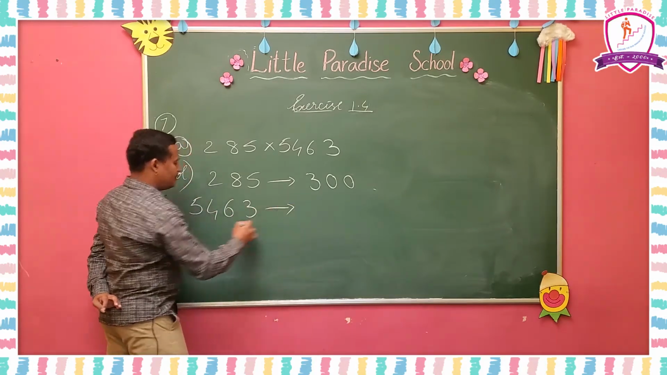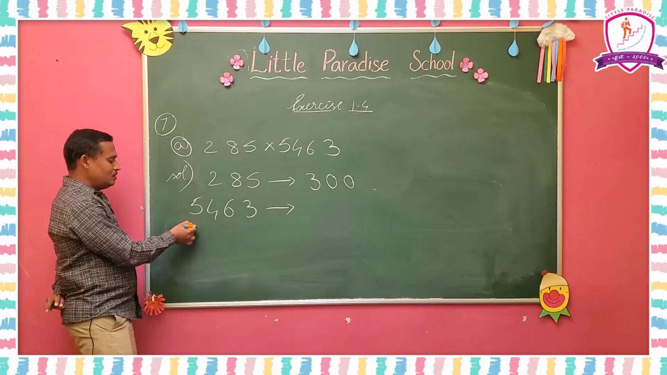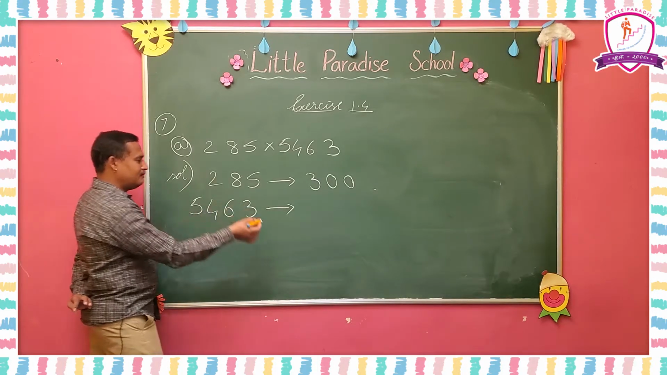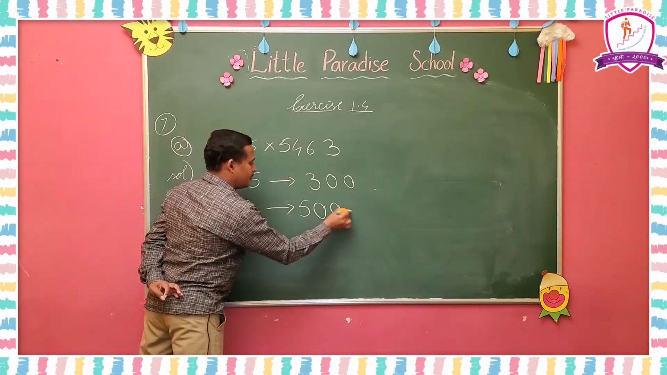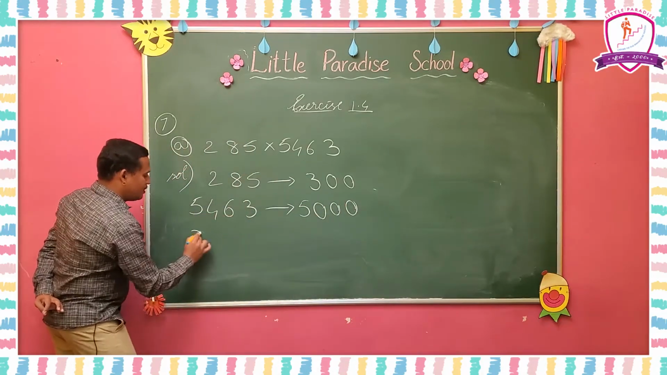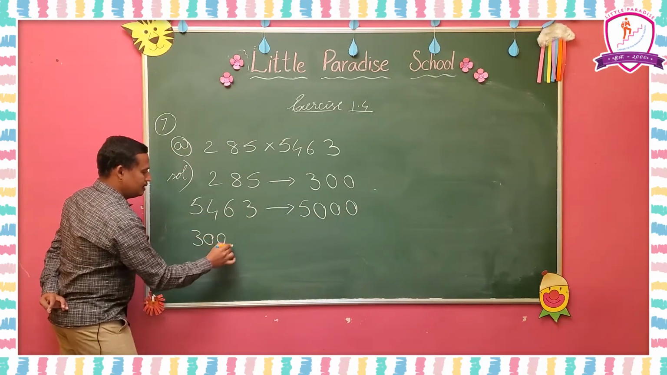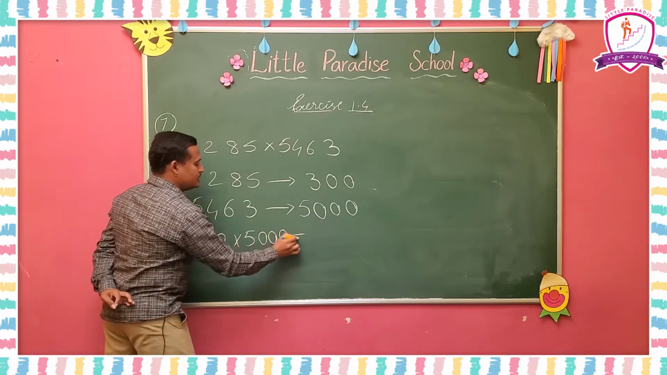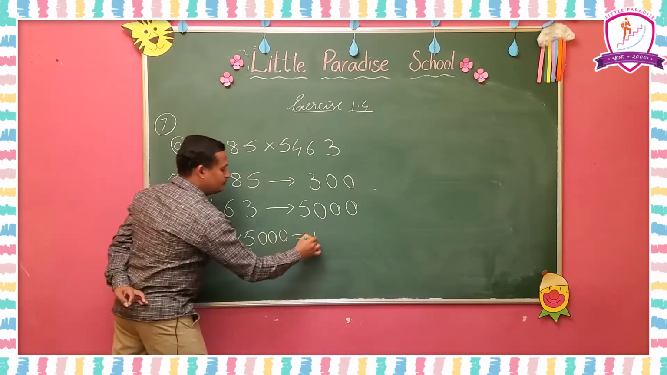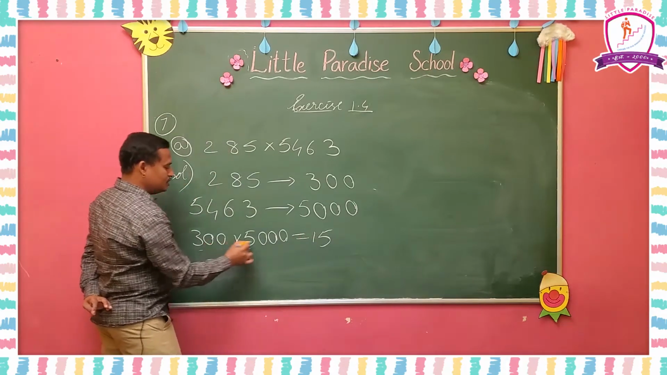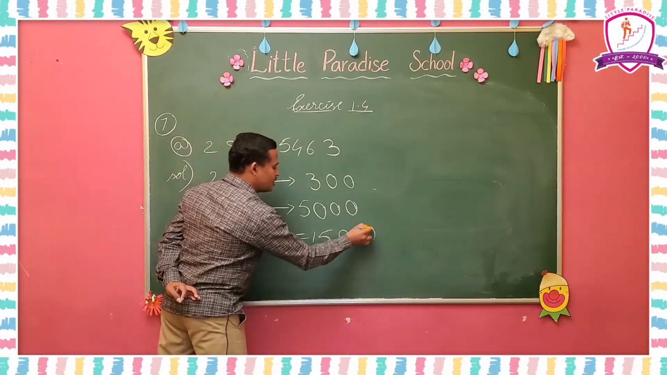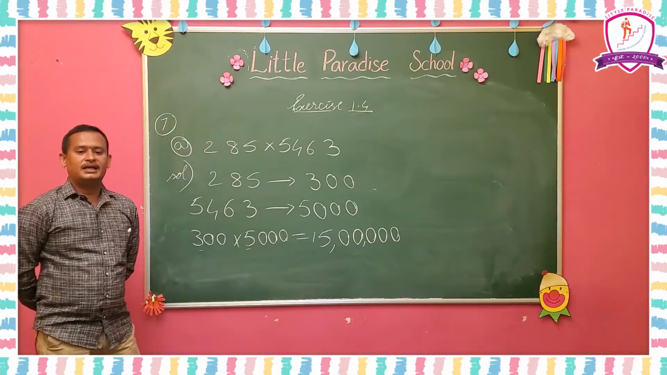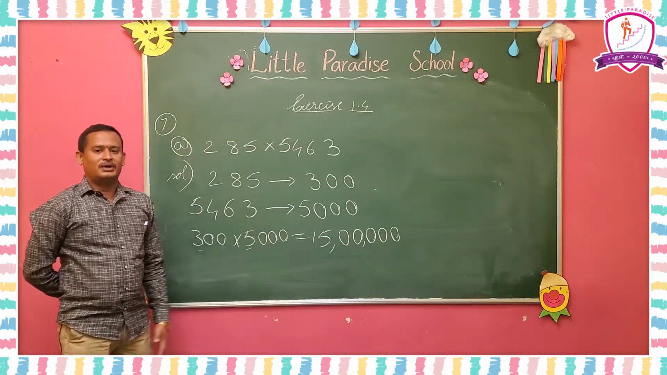And 5463: 5000 is the greatest place value. Observe the hundreds place: 4 is there, so 5000 will remain 5000 only. So find the product of 300 into 5000. 3 fives are 15, and the remaining 2 zeros here and 3 zeros here, a total of 5 zeros, you have to keep here. It will become 15 lakhs, which is the estimated product.